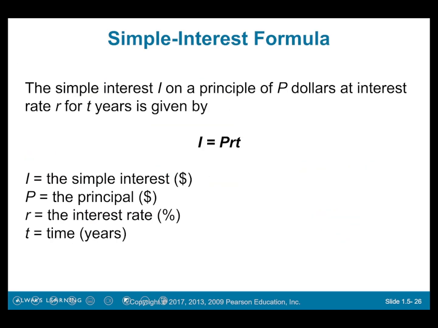Now let's work on a different example, where here we have the simple interest formula. The simple interest I on a principal of P dollars at interest rate R for T years is given there. I equals PRT. And here is the write out of all those variables. So I is our simple interest, P is our principal, R is the interest rate, and T is time.